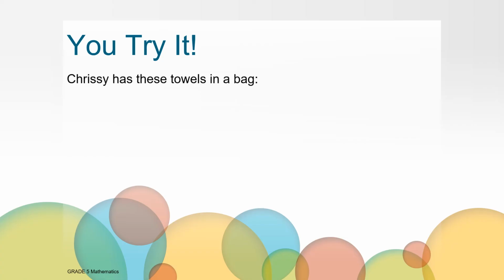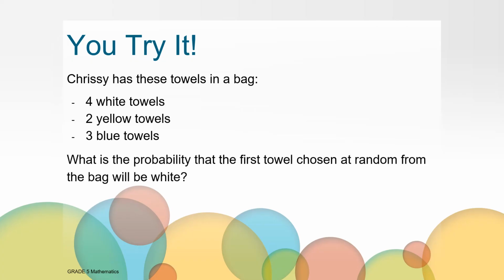What about this problem? Chrissy has these towels in a bag: 4 white towels, 2 yellow towels, 3 blue towels. What is the probability that the first towel chosen at random from the bag will be white? Okay, what do we know? We know that Chrissy has towels, right? 4 white, 2 yellow, and 3 blue. So how many towels is that in all? That's right, she has 9 total towels.